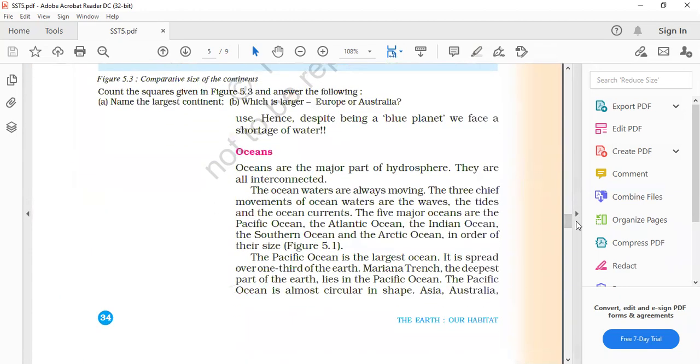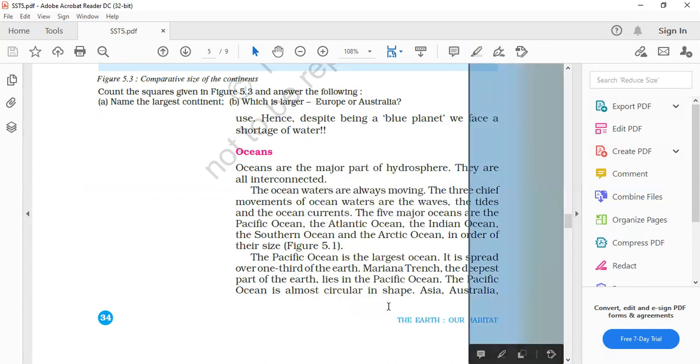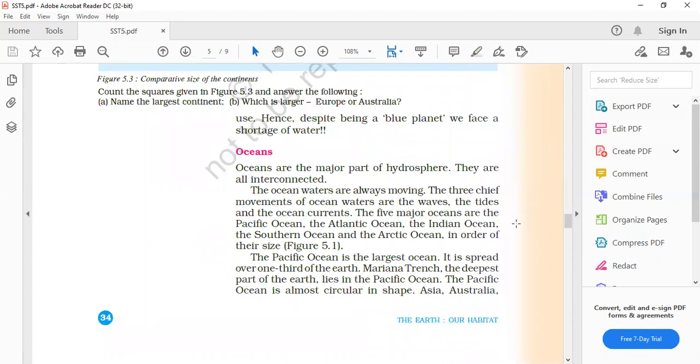Now comes the oceans. Again, ocean is a major part of the hydrosphere, and they are all interconnected. So the three chief movements of ocean water are waves, tides and ocean currents. Underline these things. That is, the chief movements of ocean waters are waves, tides, and the ocean currents.